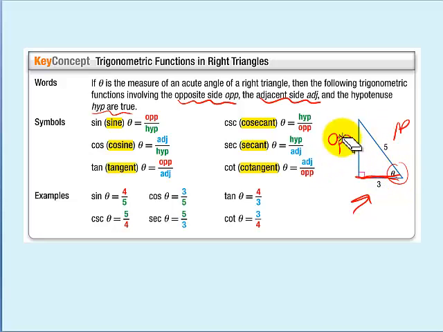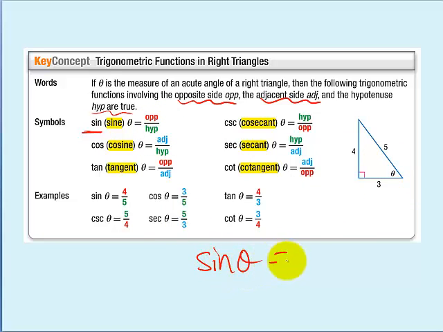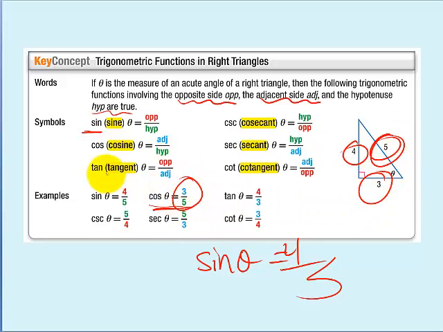Now here we have a 3, 4, 5 triangle, and when we're asked to find the 6 trigonometric functions, basically what we're saying is, for the sine function, find opposite over hypotenuse. So sine theta, opposite over hypotenuse, is 4/5. Cosine theta is adjacent over hypotenuse, which would be 3/5. Tangent is opposite over adjacent. Opposite over adjacent is 4/3.